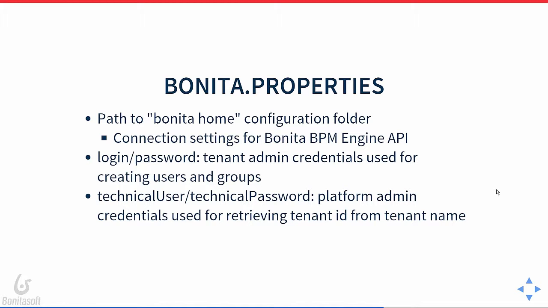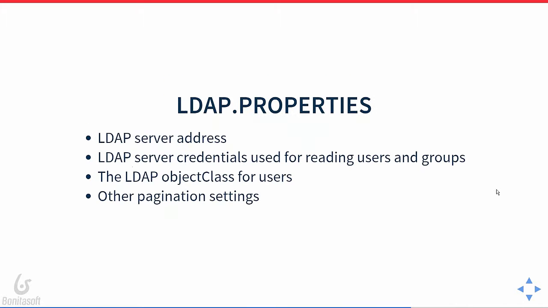So this is the first part of the configuration, how the synchronizer will connect to Bonita. And then you have the second part, how the synchronizer will connect to the LDAP. So you have classic parameters like the server address and the credentials to connect, and this is important because the user you use to connect needs to have the proper privileges, proper rights, to search for user and group information and read them.